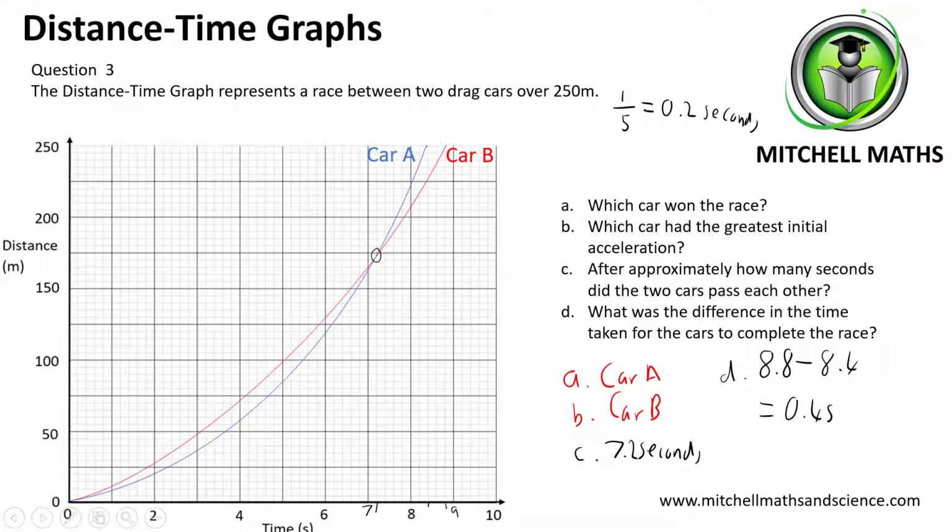So that's a question where you compare two different cars, or the travel graph of 2 different objects on the same graph.